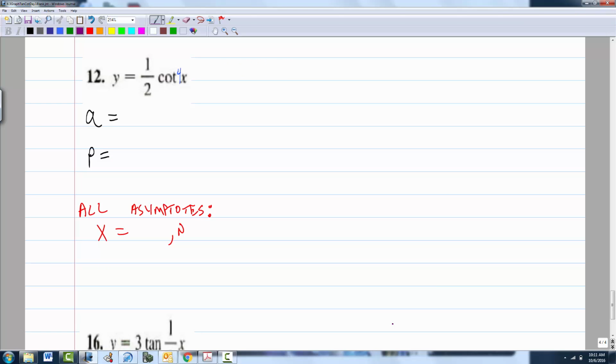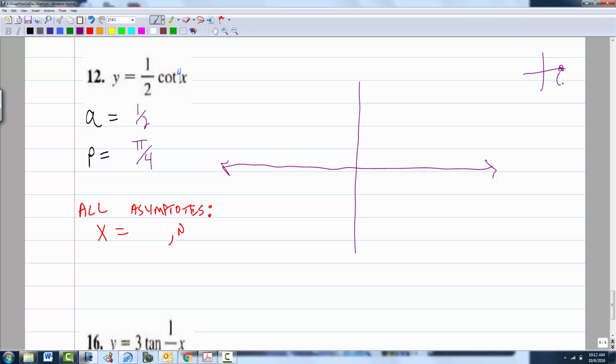Okay, cotan. What's A again? I don't know why. 1/2. What's the period? It's pi over 4. Again, I'm going to be slightly annoying. I used N here. So I plug in 0. 0 times 4 is still 0. The cotan of 0. All right, I need this again because I forget everything. 1 comma 0. Cotan is x over y.